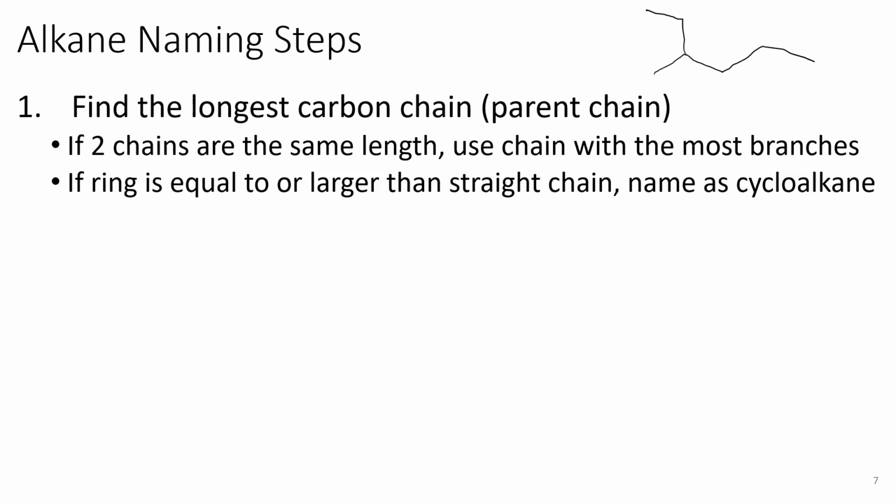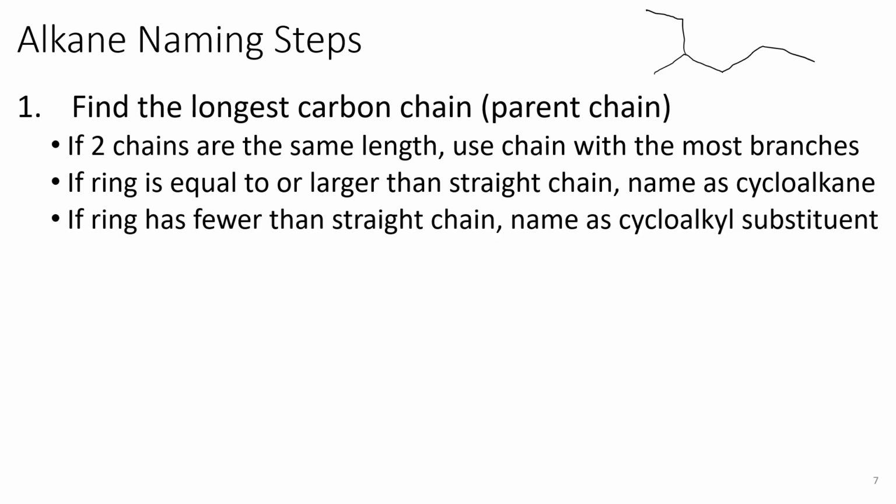If there is a ring, and if the ring is equal to or larger than the straight chain, the parent becomes the cycloalkane, and we would name it as a cycloalkane that has branches on it. If the ring is fewer than a straight chain, so if that ring is smaller than the number of carbons in the chain, we name the ring as a cycloalkyl substituent. So the ring becomes the substituent, and the chain becomes the parent. So you really need to make sure that you are counting appropriately.